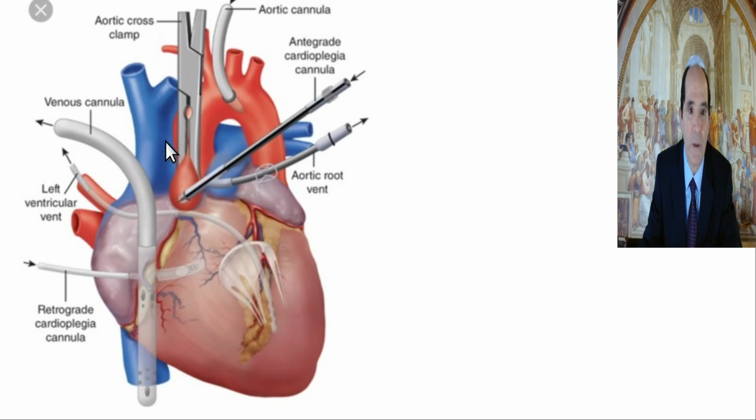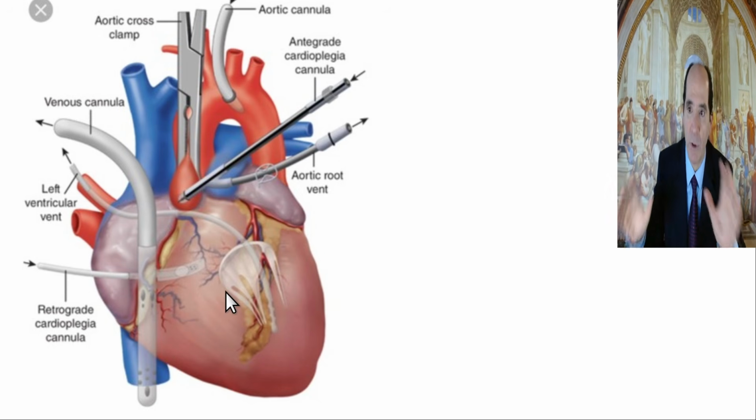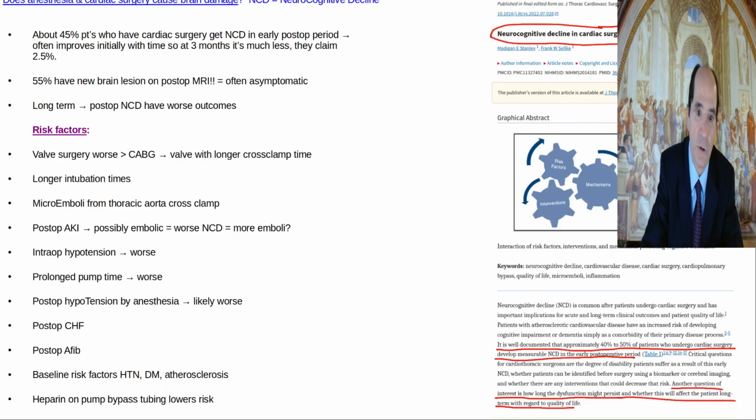This is just showing you the clamp. So the ascending thoracic aorta gets clamped when the patient gets put on bypass, and that way they can work with the heart not moving so much. And they're going to put cardioplegia solution in there to slow down the beating of the heart. And this gives you an idea of some of the risk factors of cardiac surgery.